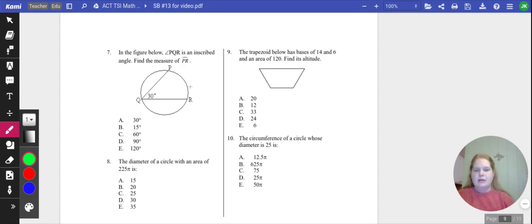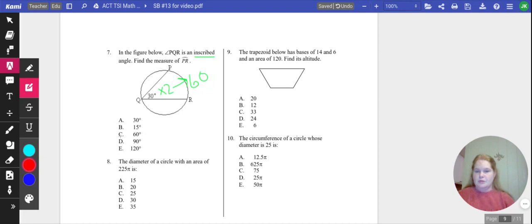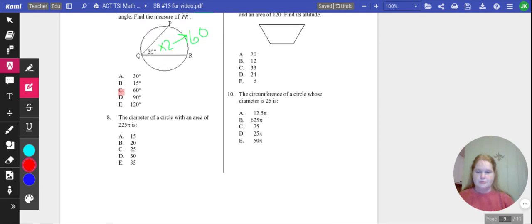And it says, we want to find the measure of arc PR. Well, since he's an inscribed angle, that's the key word that they gave us, inscribed, then that means if you multiply the inscribed angle times 2, it'll give you the arc. Well, 30 times 2 is 60. So that arc is 60 degrees. That's as simple as he is. So there he is. That's how you find an inscribed angle and his arc.